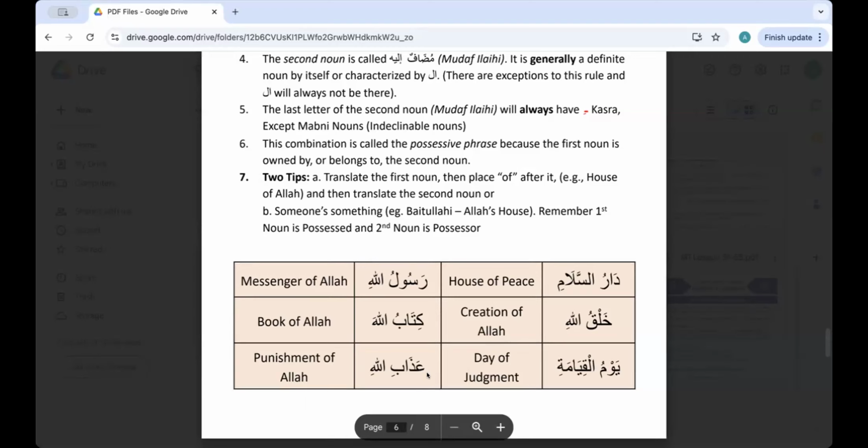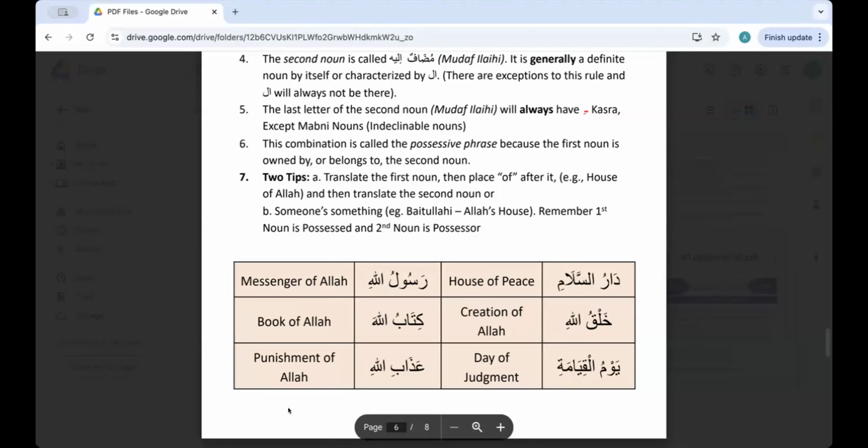Okay. So Adabillahi. So Adabi, punishment of Allah. So Adabi is mudaf and Allahi is mudafun ilayhi. So normally Adabun. So here it is mudaf, that's why it is Adabi. And Allahi is mudafun ilayhi, the possessor.